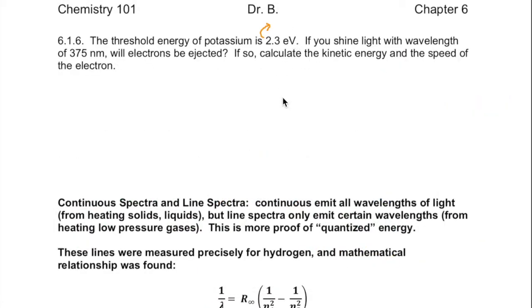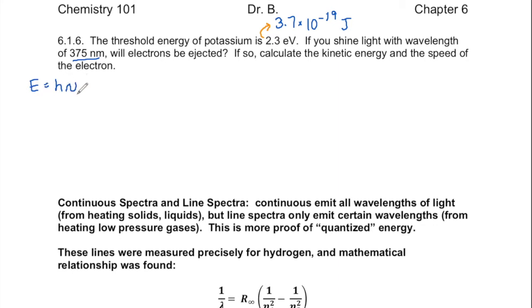All right, let's try another example of this. We're still working with potassium, and we've already figured out that this is equivalent to 3.7 times 10 to the negative 19 joules from the previous problem. So now we're going to find out the energy of a photon with 375 nanometer wavelength.